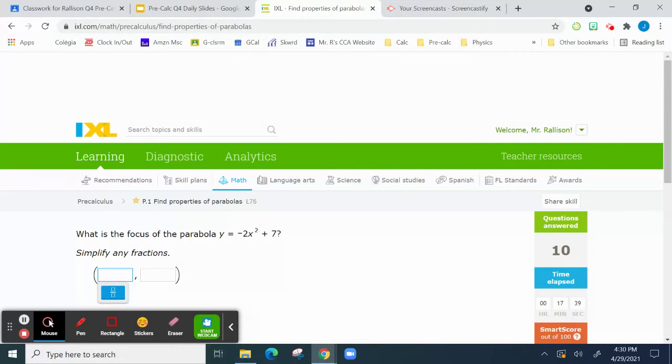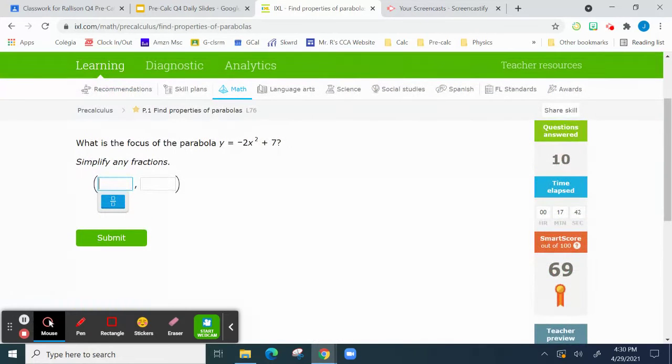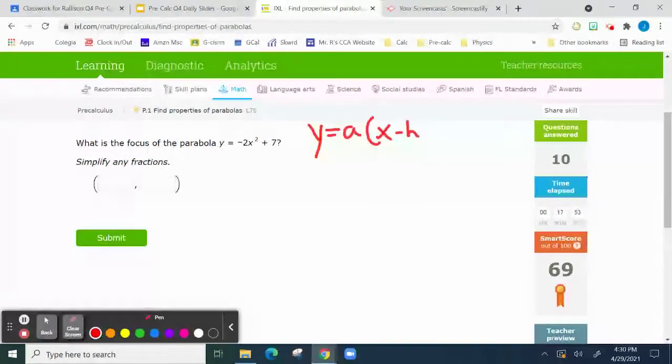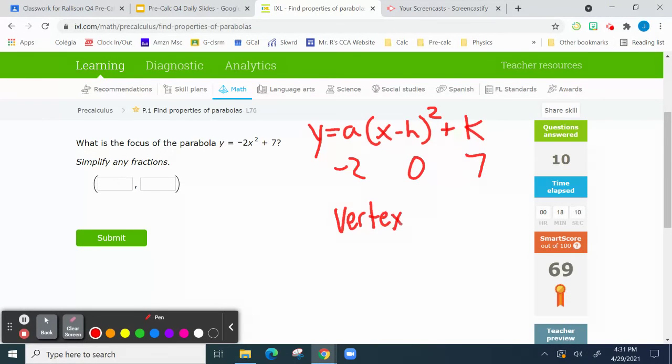But I get to model refusal to give up, just for you. And I'm still on P1. Can you believe it? What is the focus of that parabola? So that's a y equals a(x minus h) squared plus k. So that is going to be -2 for the a. There is a 0 for the h and a 7 for the k. So the vertex is what? 0,7, right? I need to write a little bit smaller because otherwise I'm going to run out of room.